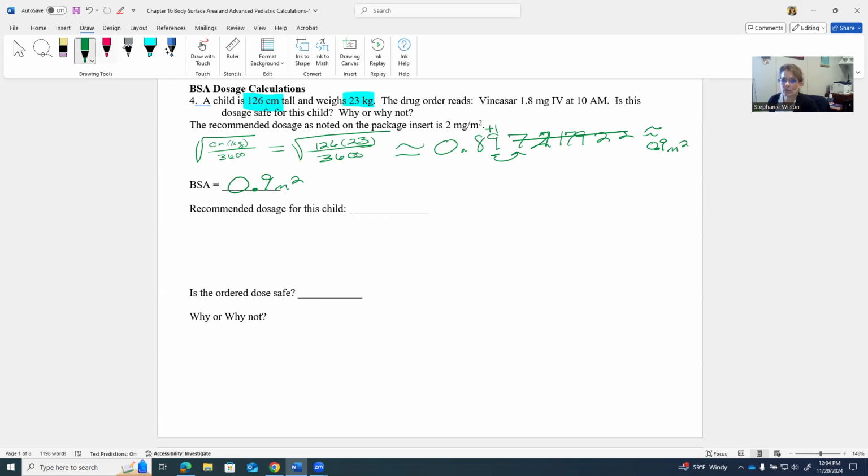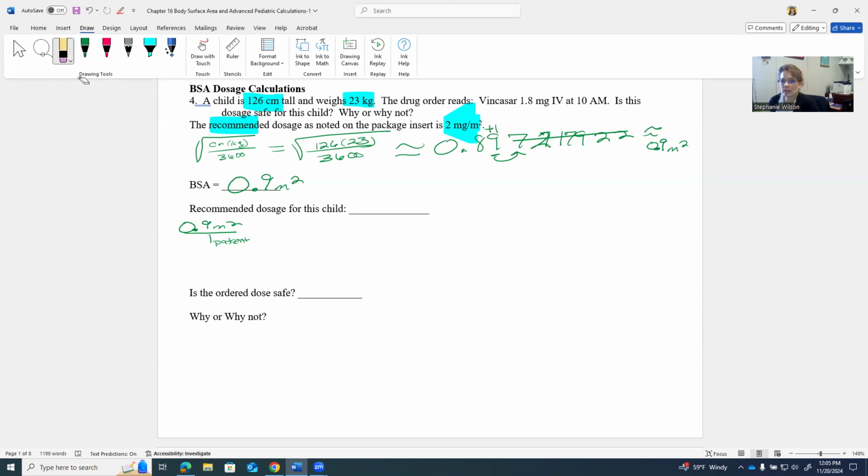Now, let's look at what was recommended here. It says 2 milligrams for every 1 meter squared. So what I'm going to do is take my patient, which is 0.9 meters squared, and those of you that are visual, put over 1. And if you want to, you can write 1 patient. Just if that helps you, that's what I would do.